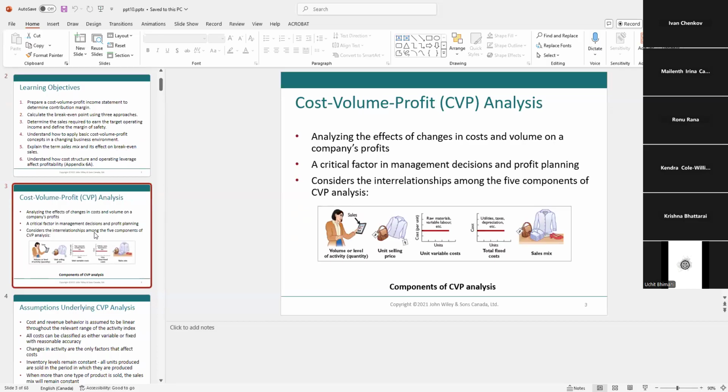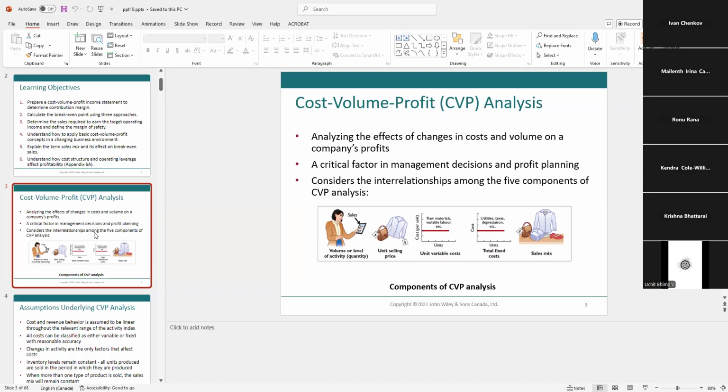Now, this analysis, again, we're going to analyze how the changes in cost and volume are going to affect the company profit. If I sell more clothes, what's going to happen with my profit? What's going to happen with the cost? If I reduce my sales, what's going to happen with the cost? What's going to happen with the profit?